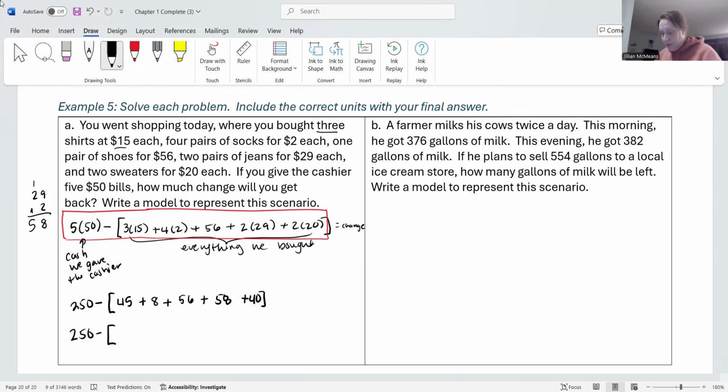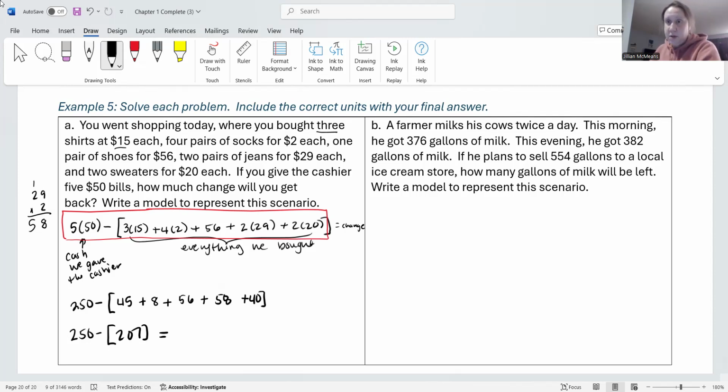So let's see, we have $45 spent on shirts, $8 on socks, $56 on shoes, $58 on jeans, and $40 on sweaters. So we spent a grand total of $207 on clothes. And if we can find the difference in 250 and 207, that's the amount of change we get back. We're living in a world where we assume there's no tax.